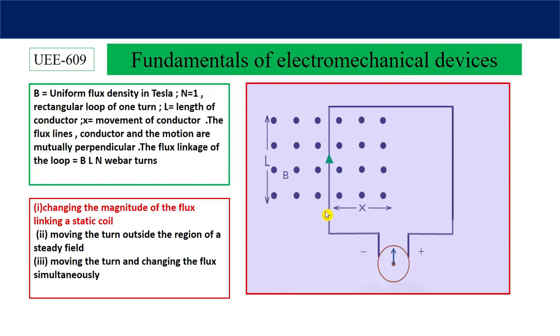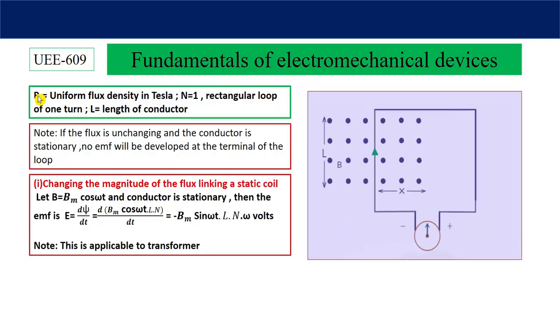Static coil. This is stationary, x is equal to 0. See, B is equal to uniform flux density in Tesla, N is equal to one, a rectangular loop of one turn, L is equal to the length of the conductor. If the flux is unchanging and the conductor is stationary, no EMF will be developed at the terminal of the loop. So across this point, voltage will be 0. So let's consider B is equal to Bm cos omega t.